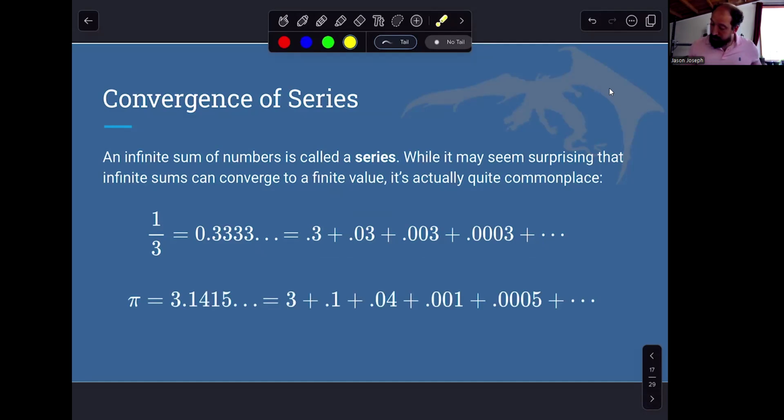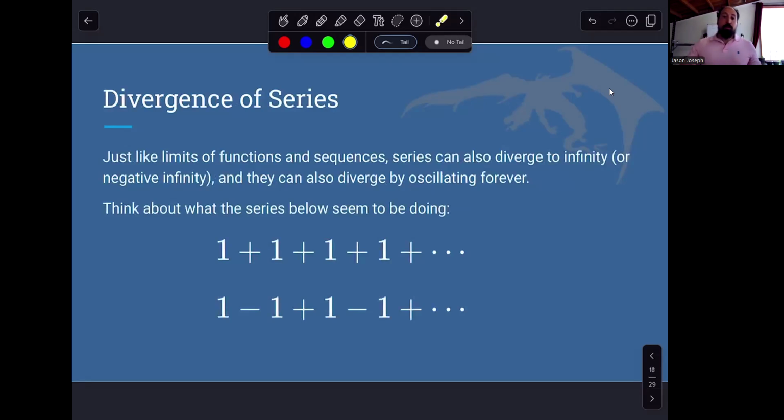Notice though that these numbers are getting smaller very rapidly, and that's a theme that's going to come back. So when a series doesn't converge, it's said to diverge. We'll define this in a moment, but basically it's analogous to limits of functions, in that it can either diverge to infinity or it can diverge by oscillating. So here are two examples of that.